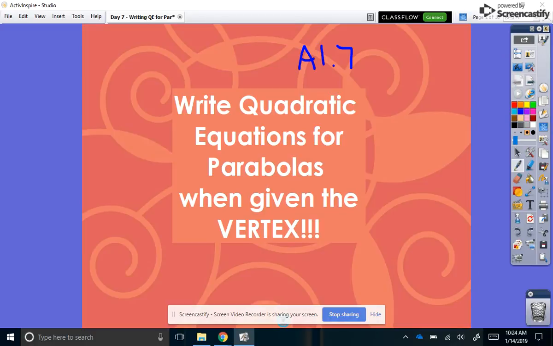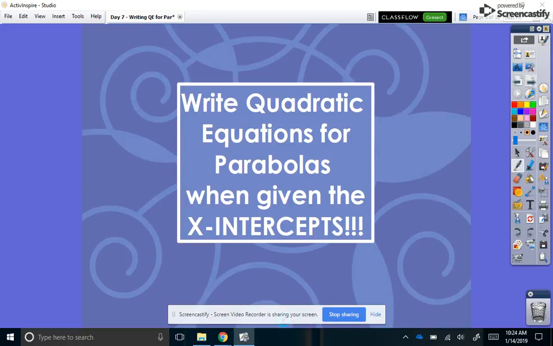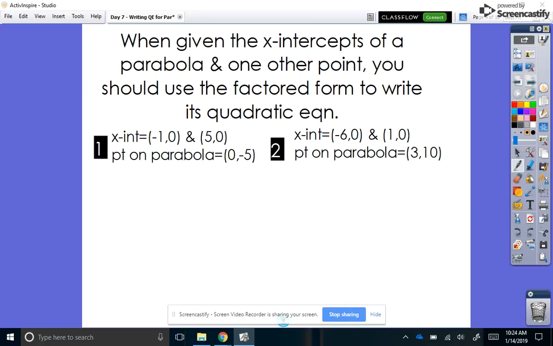We are going to write the quadratic equation given the x-intercepts. Sorry about all the jumping around. Okay, here we go. So given the x-intercepts, you need to know intercept form.